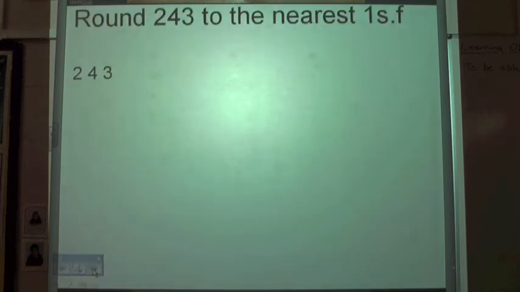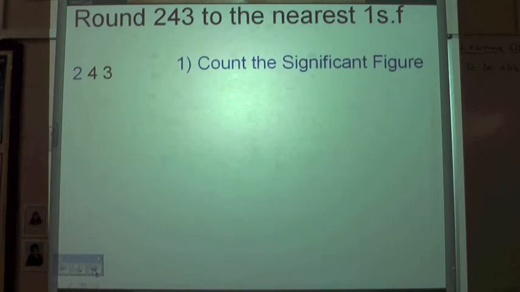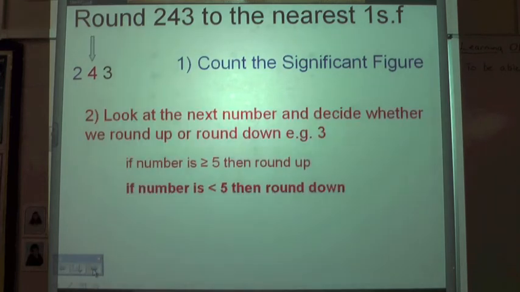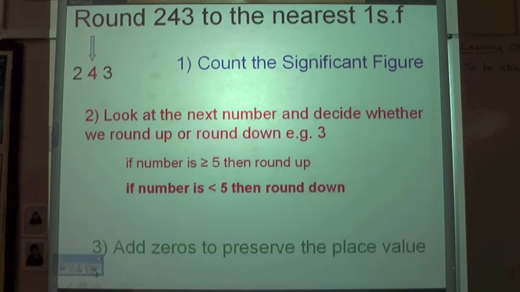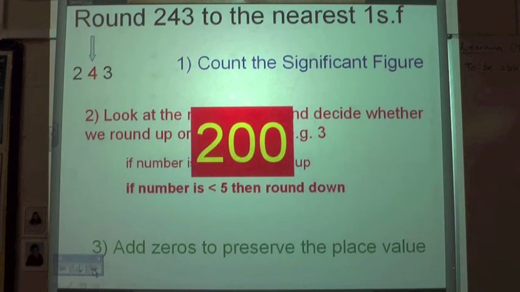So, round 243 to 1 significant figure. In this case, the 2 is 200. That is the most significant figure. So there is our 2. Same rule now. After the 2 is a 4. If it's 5 or more, we go up. Less than 5 goes down. So in this case, the 4 will round down to 0. And put your 0 back in at the end to preserve your place value, so that you have the same number of columns. And our answer here is 200.